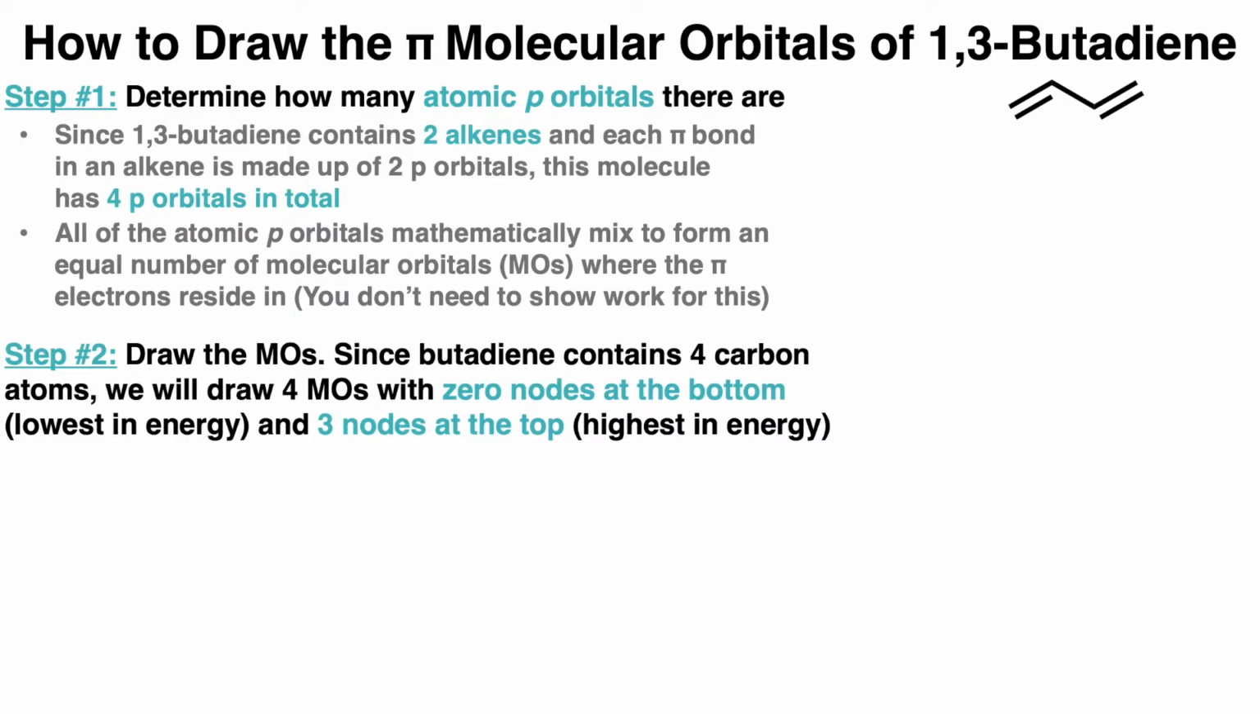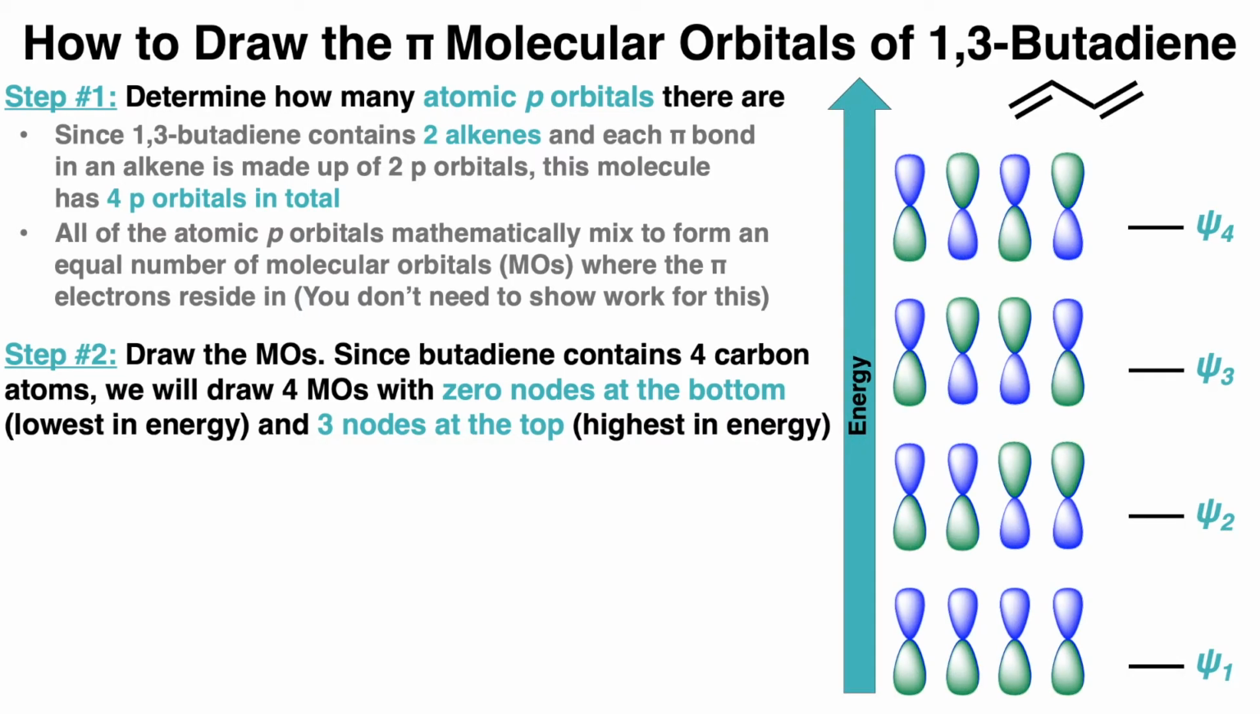Remember that p orbitals are atomic orbitals that are localized to specific atoms and are different from molecular orbitals that are associated with the whole molecule. But don't worry, you don't need to show any work for this part. Then in step 2, we're going to draw all of the molecular orbitals. Since 1,3-butadiene contains 4 carbon atoms, we're going to draw 4 MOs starting with 0 nodes at the bottom, which is lowest in energy. Notice that when an MO has 0 nodes, this means that all of the upper blue lobes or phases overlap with one another because they're all the same color. And same with the bottom green lobes.